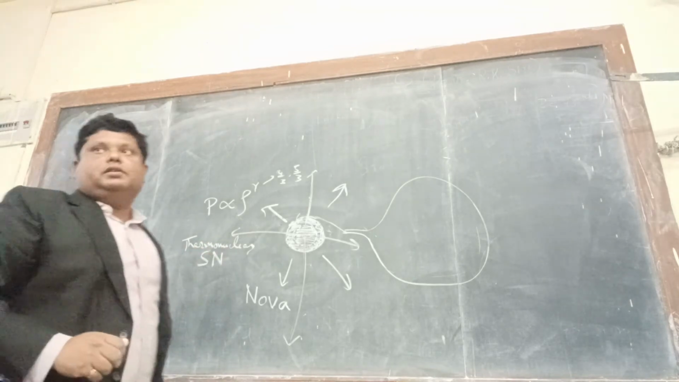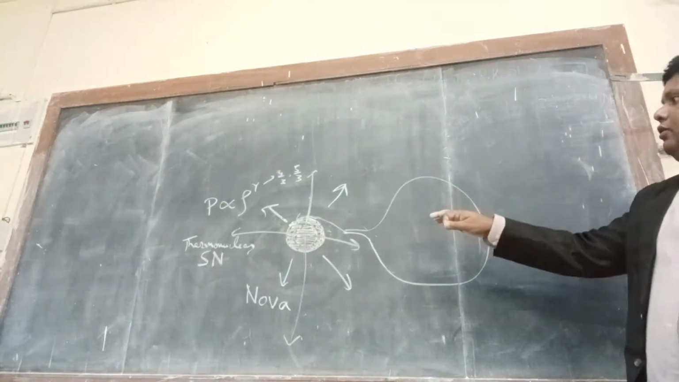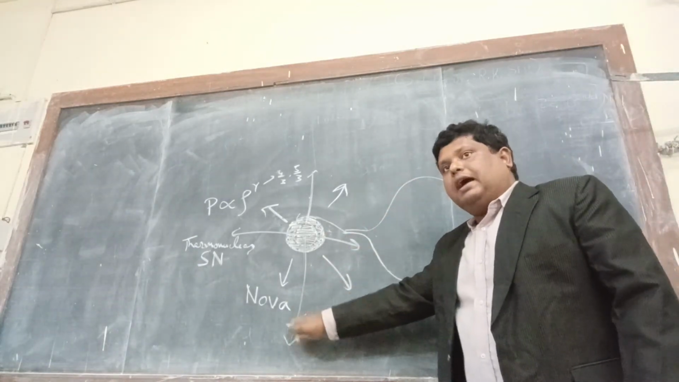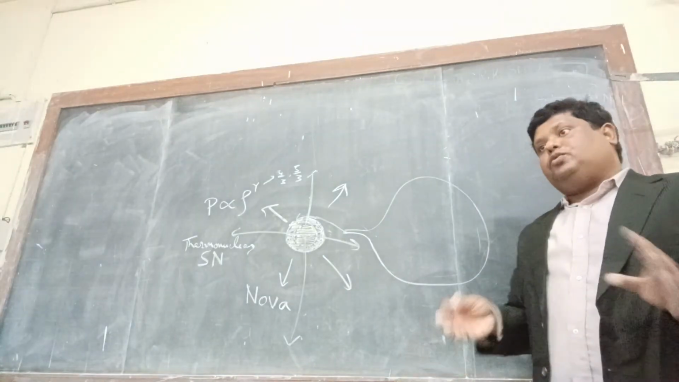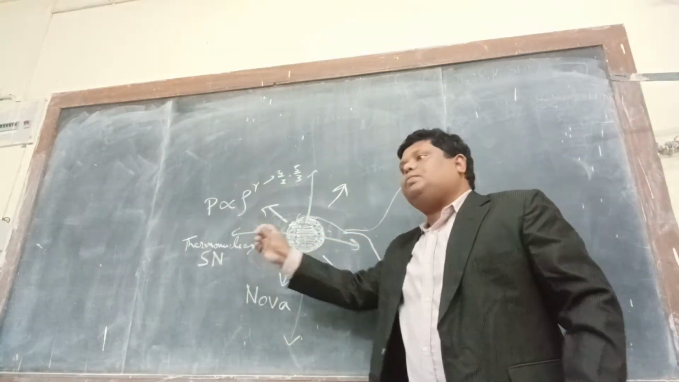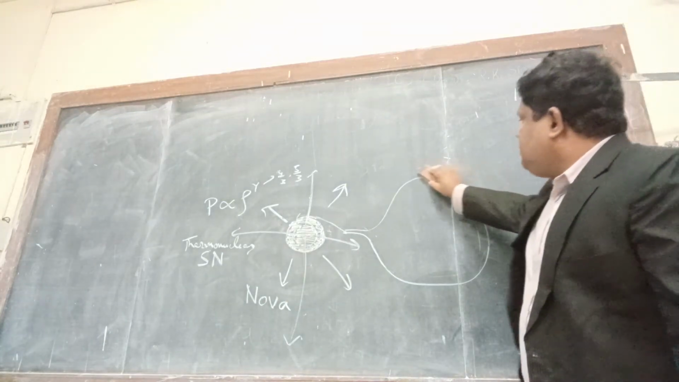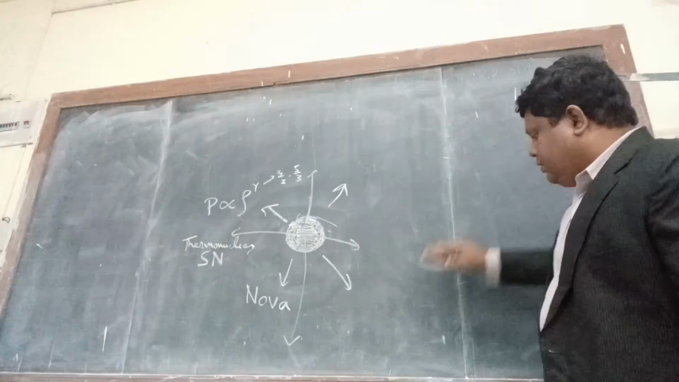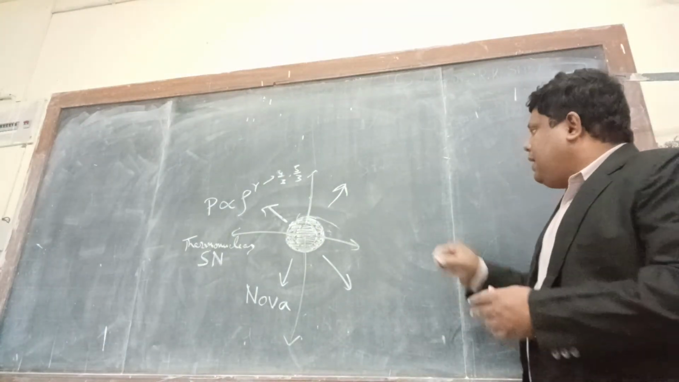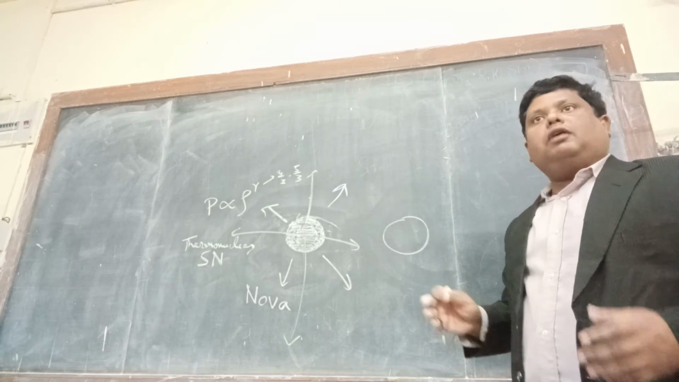So I have given you the concept of nova and thermonuclear supernova. Now there is another way through which a thermonuclear supernova can happen. This time let me replace this companion star undergoing the red giant phase by yet another white dwarf.